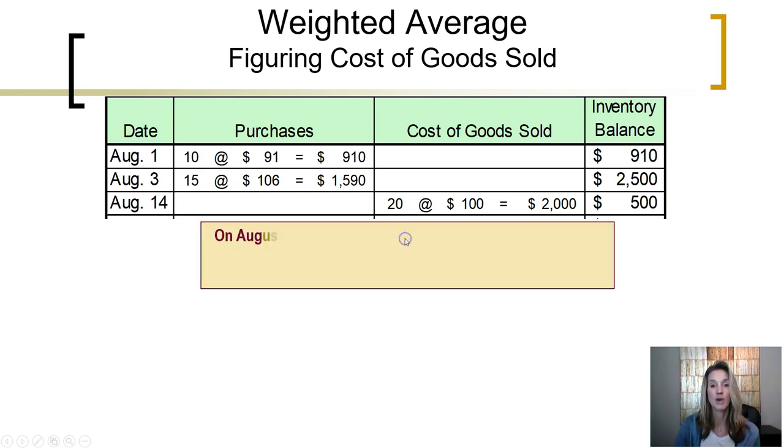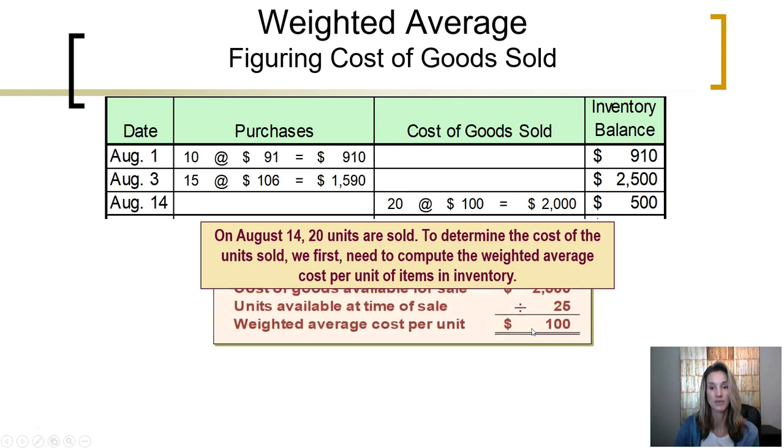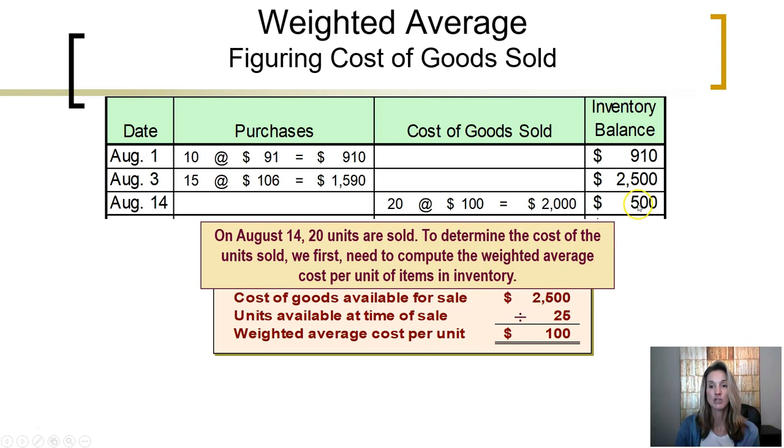In order to figure out what cost we are going to assign to those units sold, we need to know what the average cost is of the units in inventory at the time of the sale. So at the time of the sale, $2,500 of goods were available for sale, and that was made up of 25 units of inventory. So if we take the 2,500 and divide by 25 units, the average cost of each unit in inventory at the time of the sale is $100 per unit.